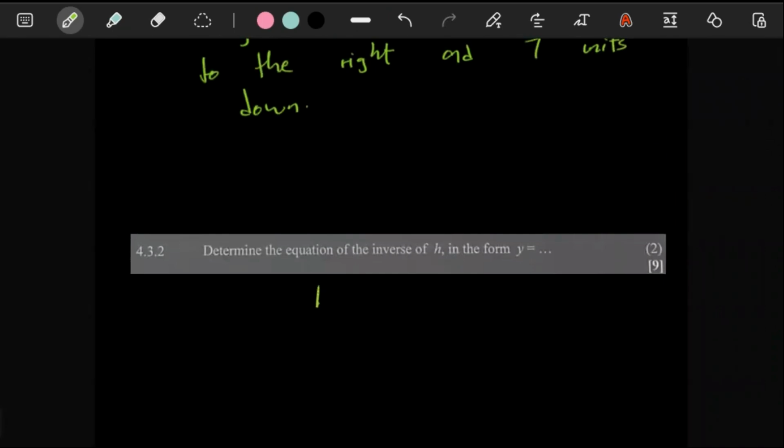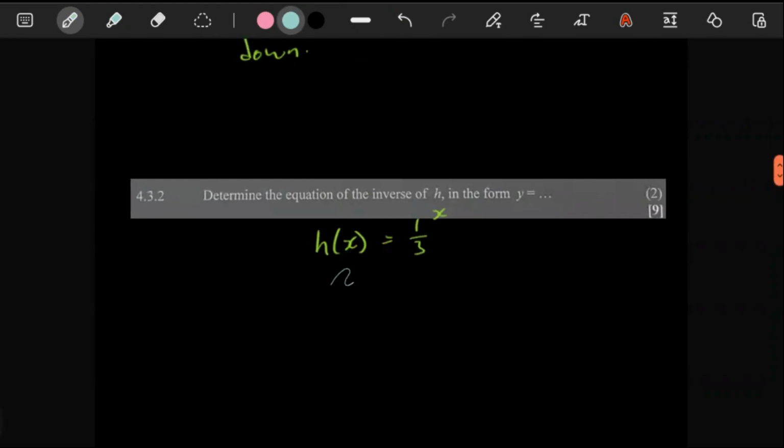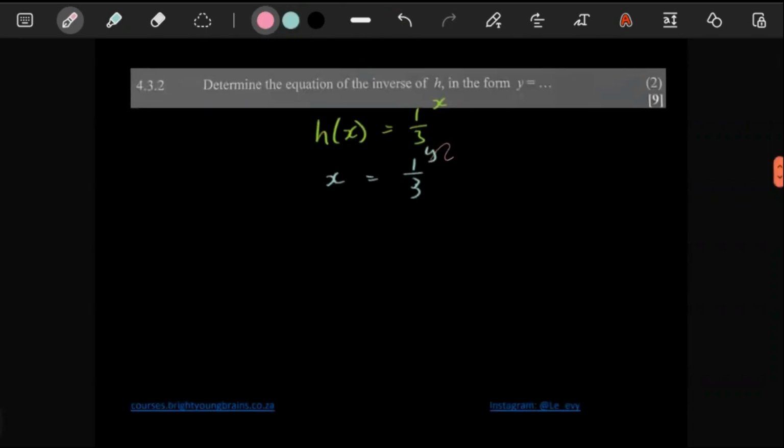So the equation of h, we already know it is just equal to a third to the power of x. Getting the inverse of this graph, you make the exponent equal to y and the y equal to x. Now anytime we want to isolate an exponent, you isolate it and then you make it equal to log. Whatever the base of the exponent was, you make that the base of the log as well, and the value that goes here will just be whatever this was.